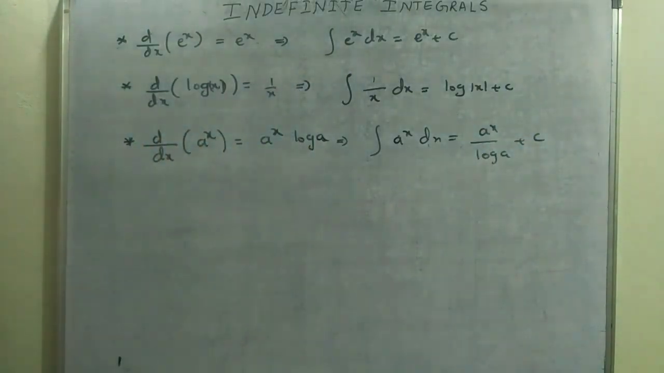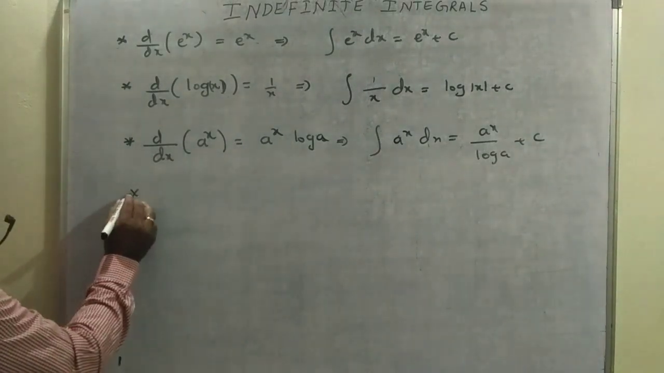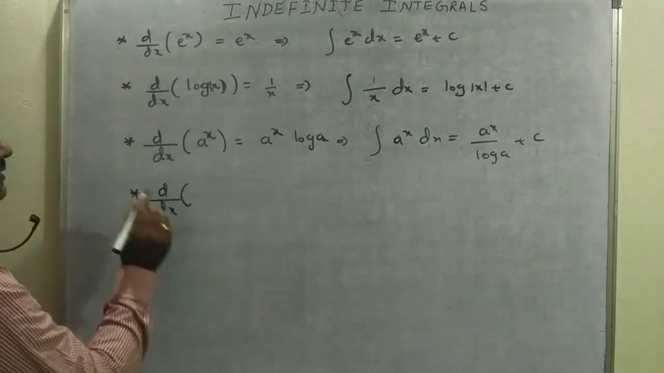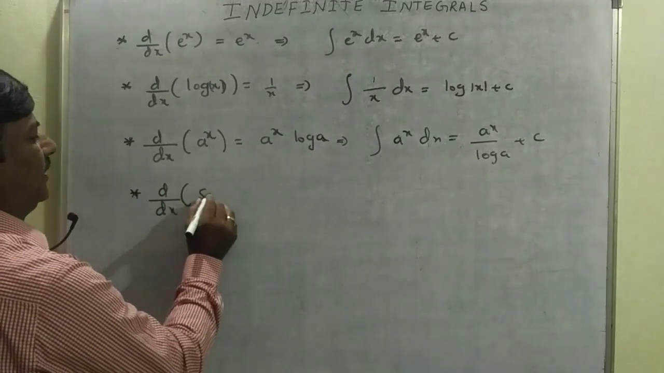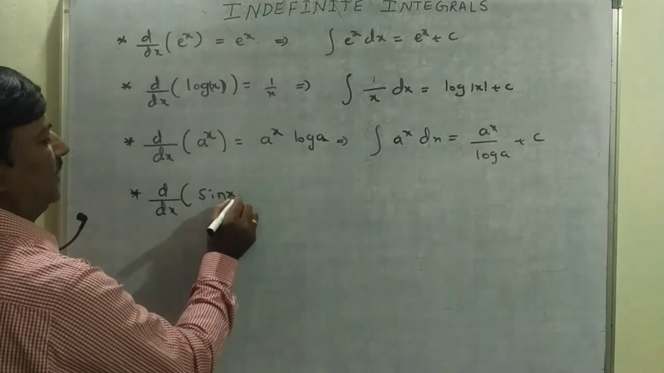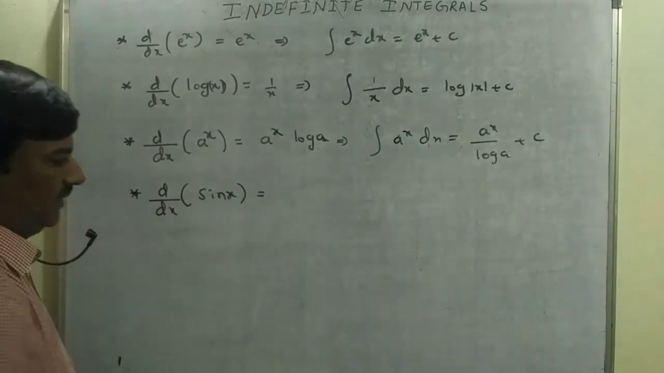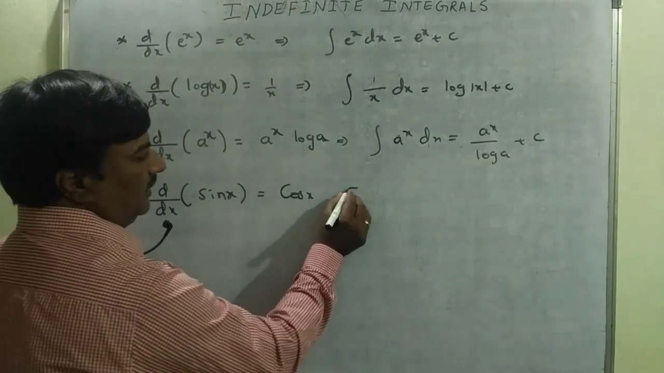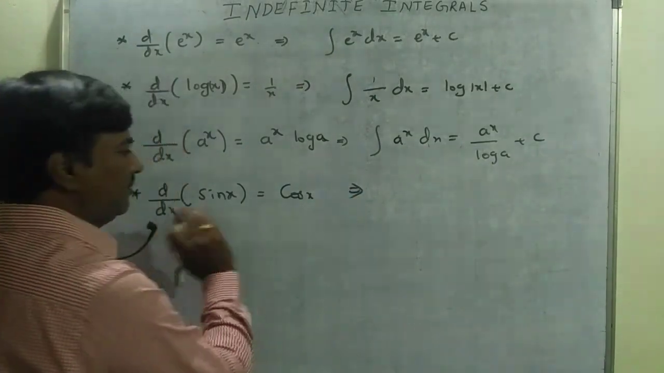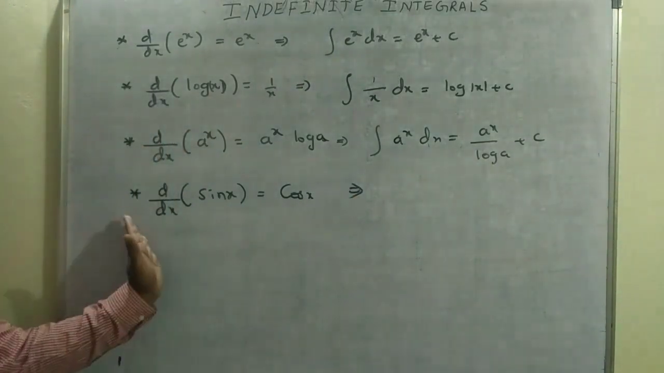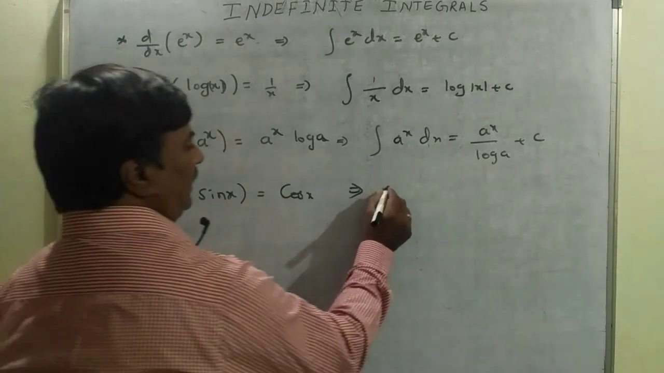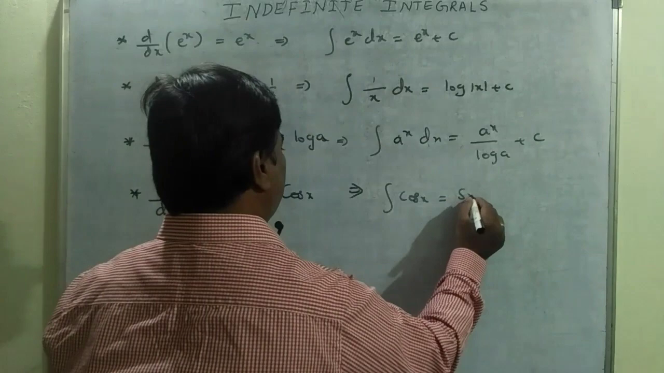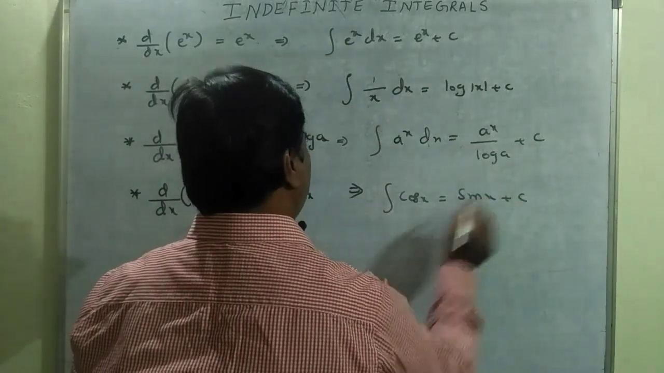Now we can proceed to the next formula, which involves trigonometric functions. The differentiation of sin x is cos x. Integration is the reverse process of differentiation, so we can write the integration of cos x is equal to sin x plus c.